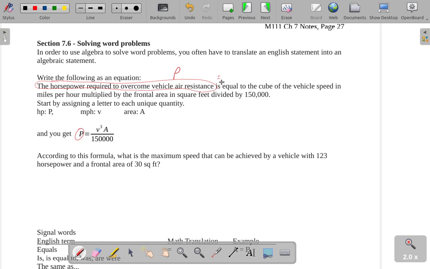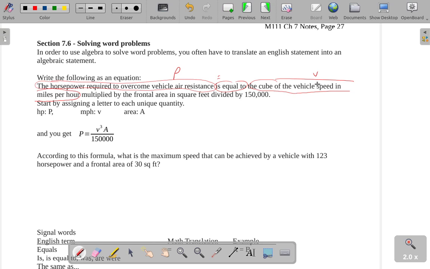Whenever you see the word is, it's generally going to be an equal sign. So this number is something. So far we've read P equals. Reading this, is or is equal to. In this case, we actually have is equal to. The next number I see here is the cube of the vehicle speed in miles per hour. This is another number.